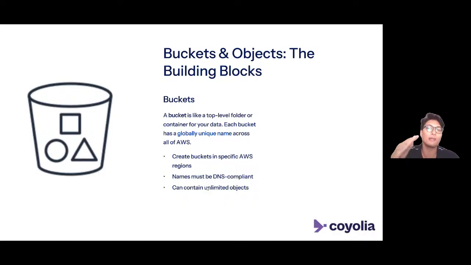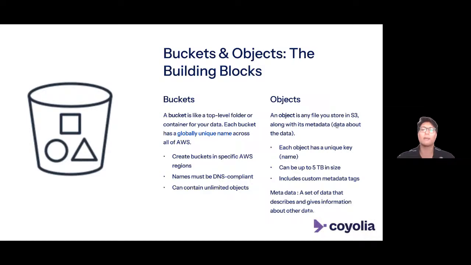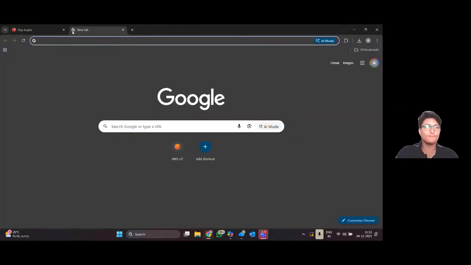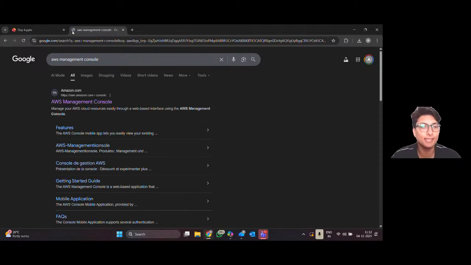When we say unlimited, you can add any amount of data in that storage server. Also, objects are nothing but files or folders, any kind of application, any kind of website data. You can store it in an S3 bucket as an object. So, okay, before that, let's quickly spin up an AWS S3.